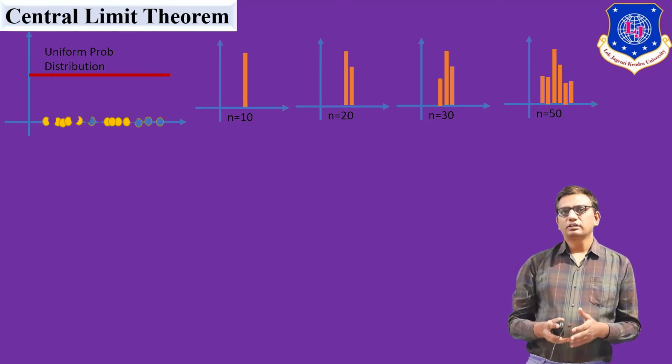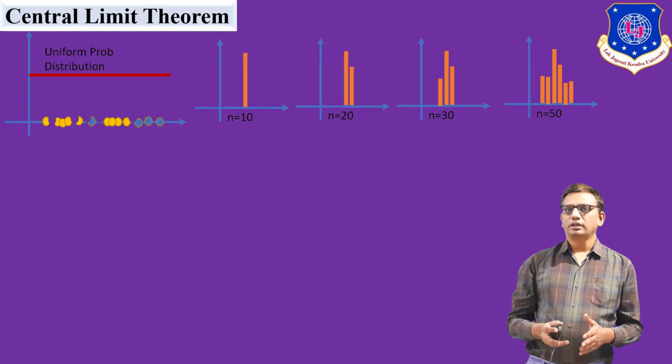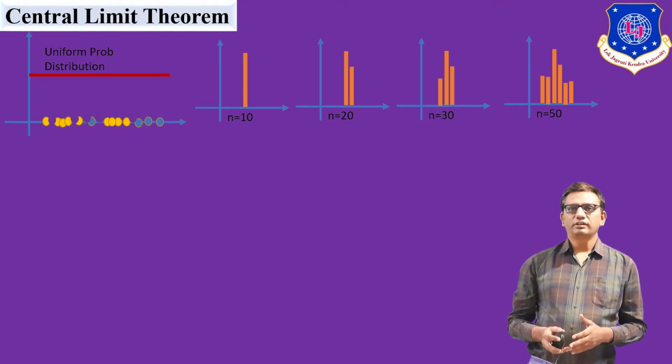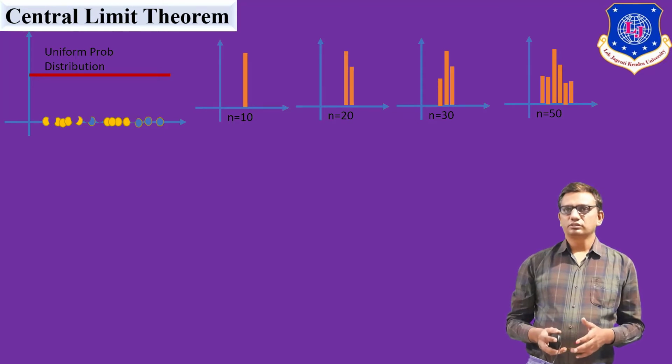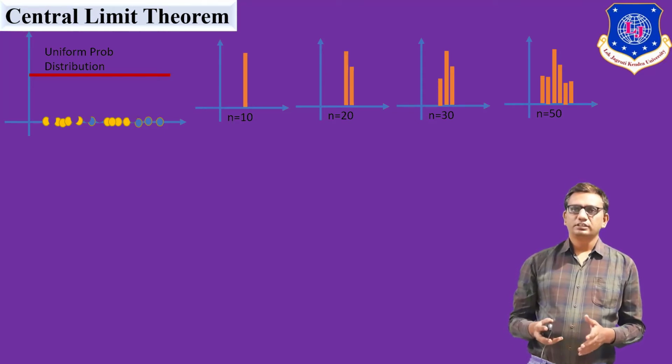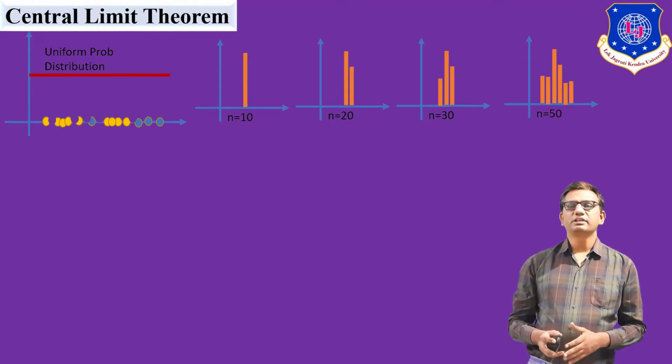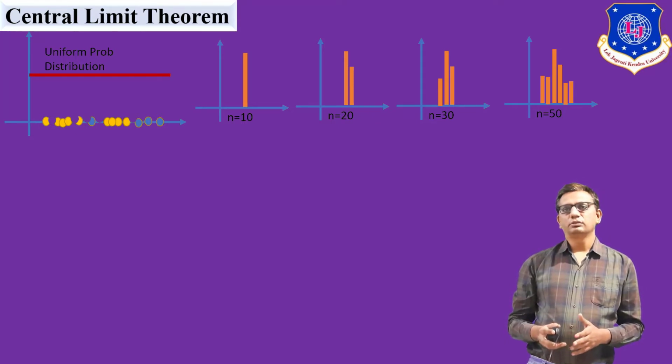Here we are taking the uniform distribution, and when we take 10 samples, it is a very simple form. When we take 20 samples, it is right side skewed. With 30 samples, we have similarity on both sides, and when we have 50, it looks like a normal distribution.